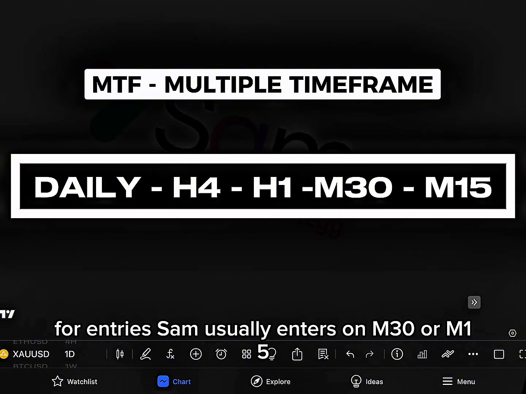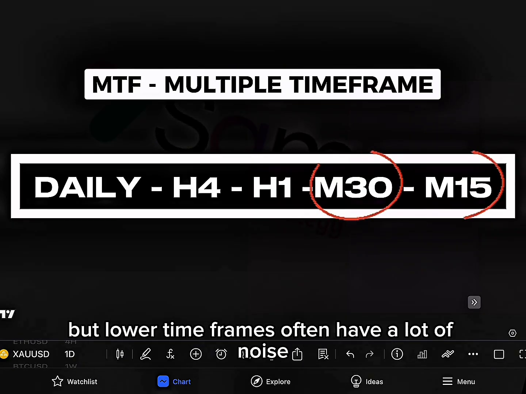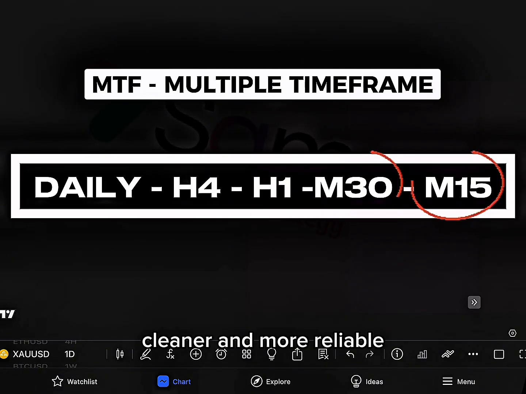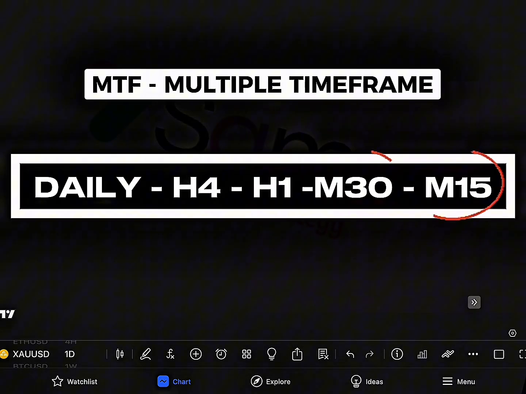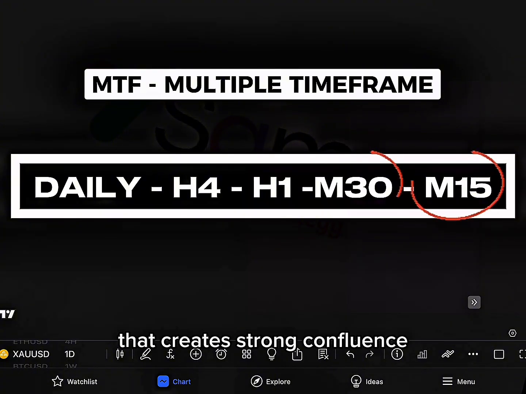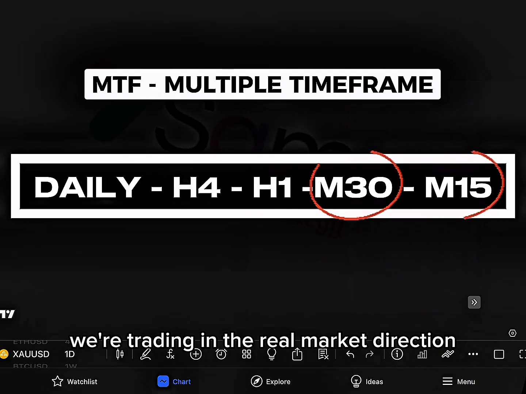For entries, Sam usually enters on M30 or M15. You can enter on M5 or M1, but lower time frames often have a lot of noise. That's why Sam prefers M30 and M15, cleaner and more reliable. Why is this important? Because when the higher time frame direction aligns with the setup on the lower time frame, that creates strong confluence. We're not trading against the flow, we're trading in the real market direction.